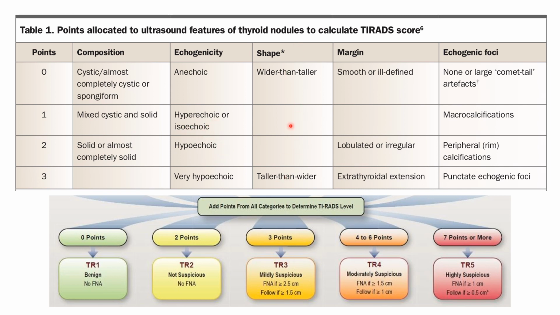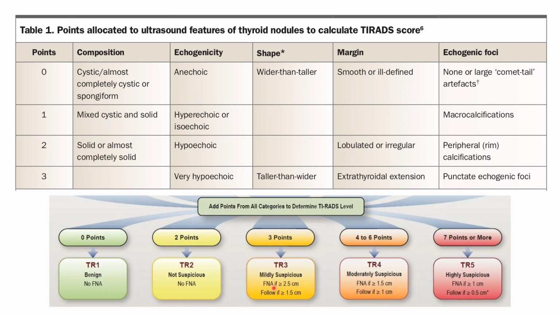I would say 0 points for this because it is not taller than wide. It was round. It was smooth, so 0 there as well. And I would say no echogenic foci. So it was either a 4 or a 3. So we look here, and it is either mildly suspicious or moderately suspicious.